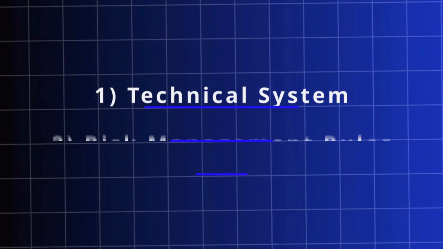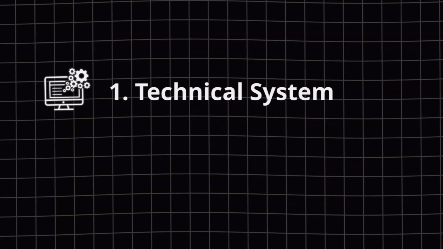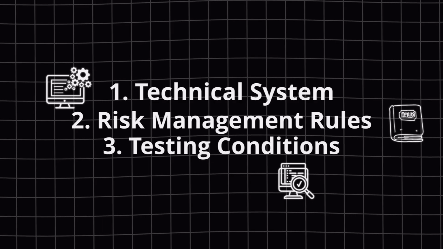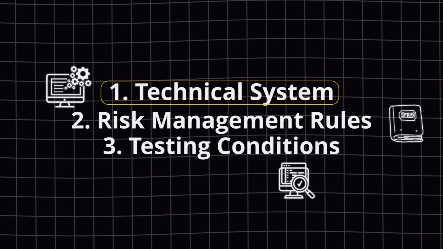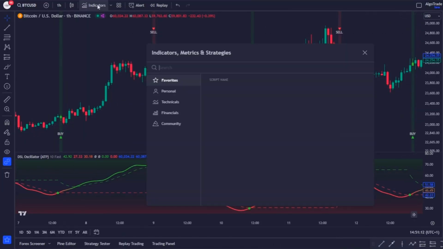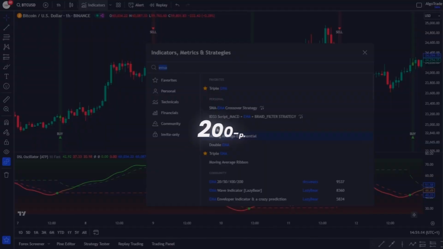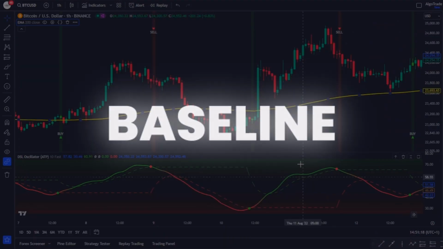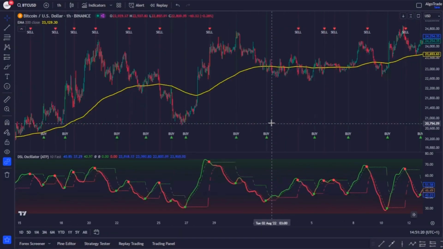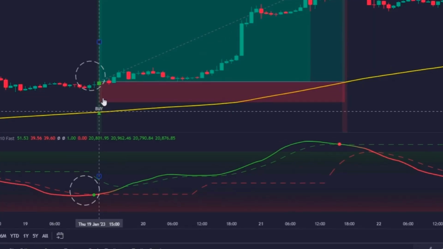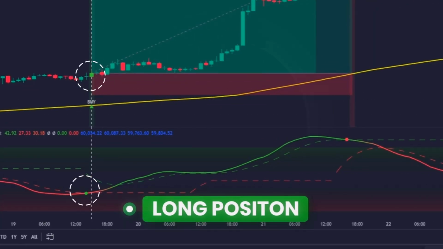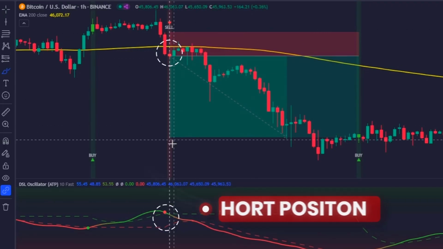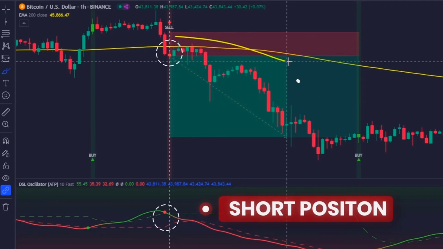To do this, we need three things. First, the technical system, second, the risk management rules, and third, the testing conditions. Regarding the technical system, in addition to the DSL oscillator, I will also use a 200-period exponential moving average as a baseline to filter out losing signals from the indicator. Here we have an example of a long position where the price is above the 200 EMA, and here you have a short trade example where the price is below the baseline.